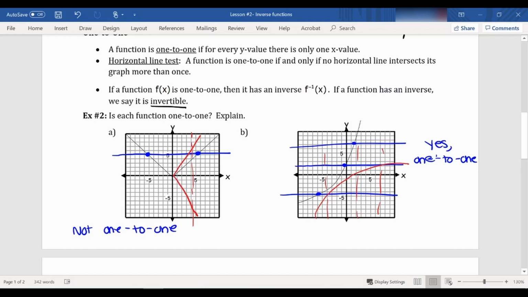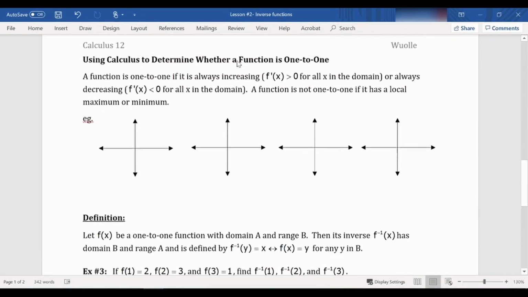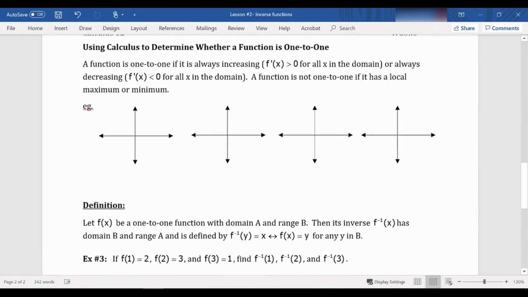Now, you might be saying, okay, so what does this have to do with calculus? Well, we're going to use calculus to determine whether a function is 1-to-1 so that we don't have to graph all of these things, because a lot of what we're doing right now is relying on the graphs, right? We're relying on the graph to draw a vertical line, to draw a horizontal line.